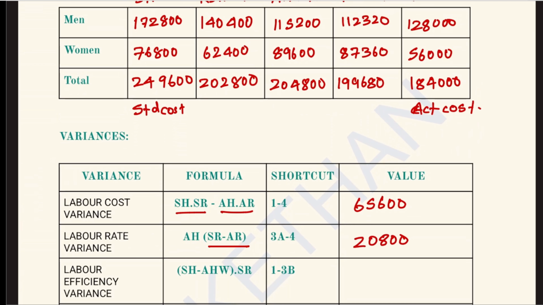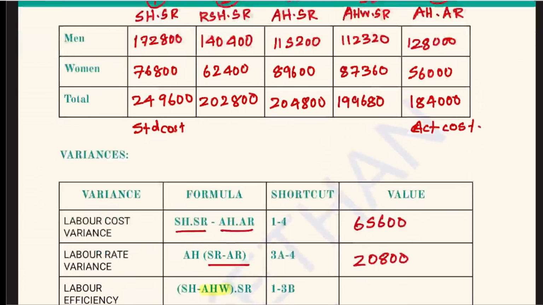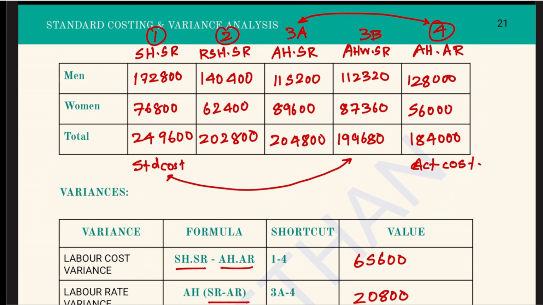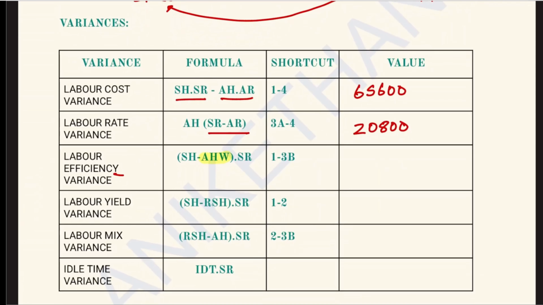Third one is labor efficiency variance. Whenever there is efficiency in the actual hours, you have to take actual hours worked. So this is true for your variable overhead and fixed overhead also. Wherever there are efficiency variances in the hours, I will ignore the idle part and take the actual hours worked. So from the table, it is 1 minus 3B. This I will get 49,920.